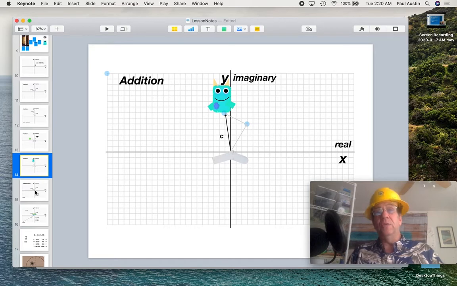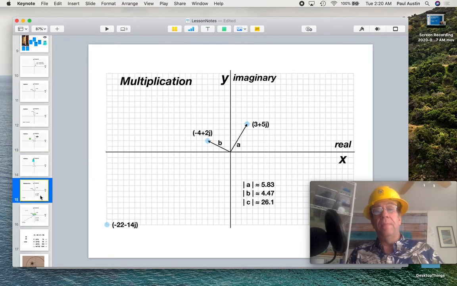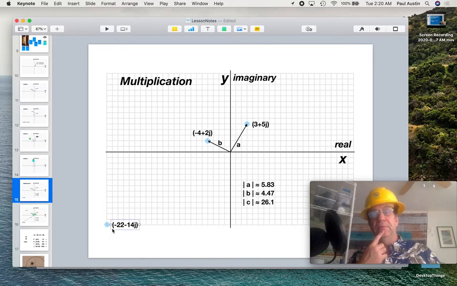Now that addition was pretty straightforward. But what if I want to do multiplication? I'm not going to dive into a whole lot of that here. But as the answer, C equals A times B, this is where C would end up. And you're like, how did that happen? Well, again, I'm not going to cover it all in here.